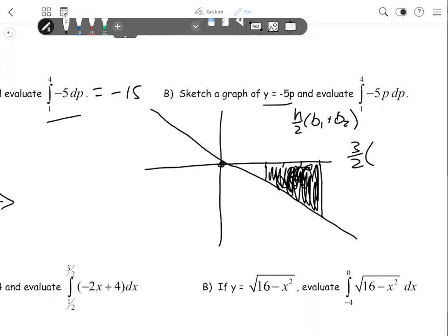And to get the bases, I'm going to take the bounds and plug them into the function. So if I take 1 and plug it in, I have -5 times 1, which is -5. And then if I plug in 4, I have -5 times 4, which is -20. And so that's going to give me 3/2 times -25. Therefore, my area is going to be -75 over 2. And that is the value of the integral from 1 to 4.